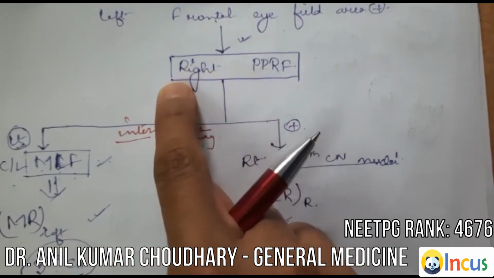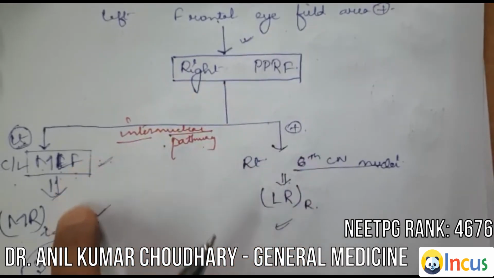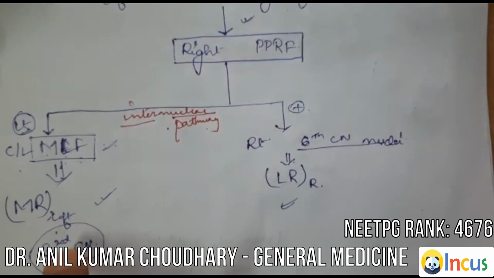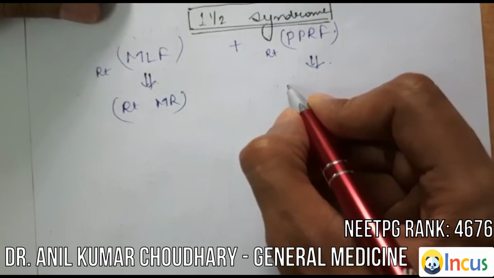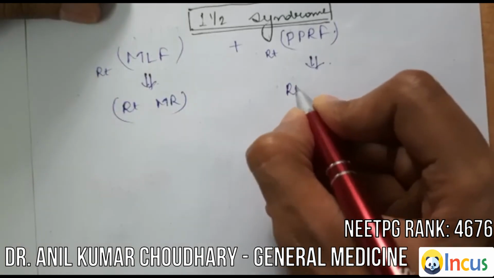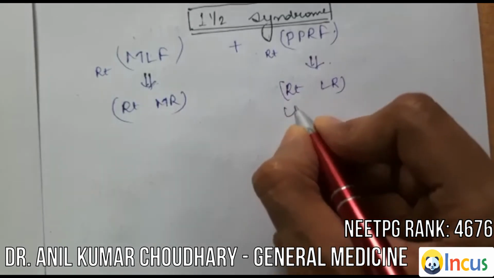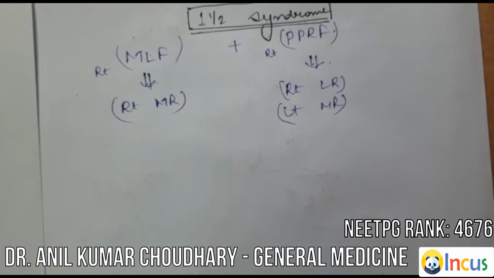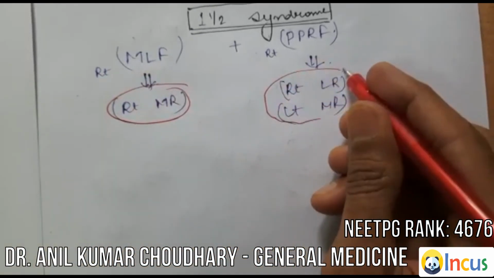Right-sided parapontine reticular formation controls the right-sided lateral rectus as well as via the medial longitudinal fasciculus it also controls the contralateral 3rd cranial nerve nuclei, that is contralateral medial rectus. So the pathology here is right-sided lateral rectus as well as the left-sided medial rectus has gone. So these are the muscles that won't function.